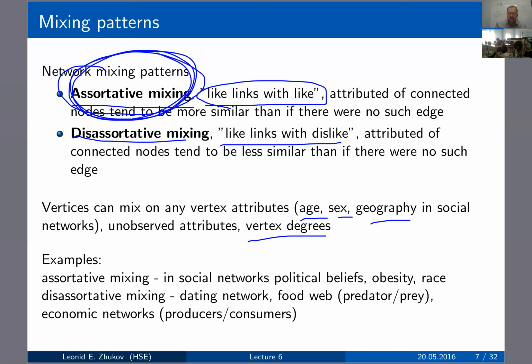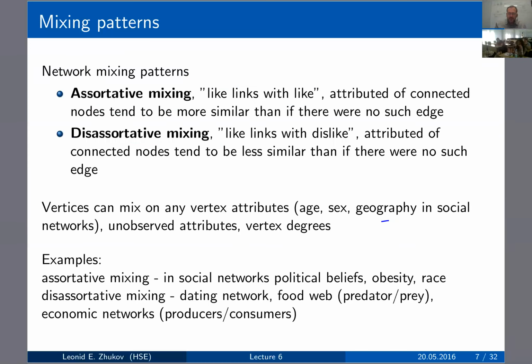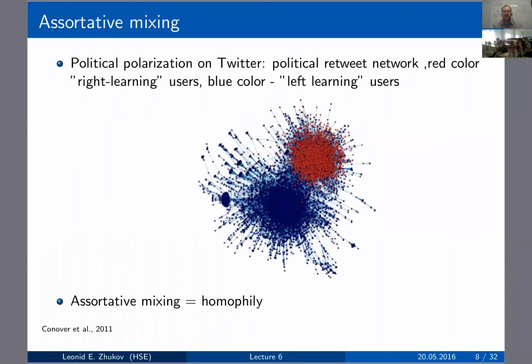So that's a general idea. Here's an example of very much assortative mixing. This is a visualization of a Twitter network, where every node is a user, and the edges are retweets, and the color coding is red for right-leaning users and blue for left-leaning users. So in the US it's Democrats and Republicans.